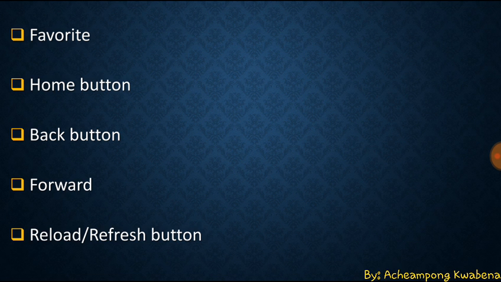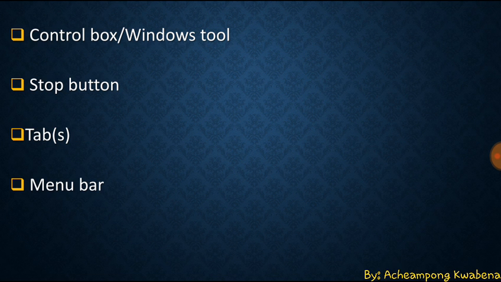Now let's look at the other ones too. We have the control box, or the Windows tool. I hope most of you are familiar with this command. It's also located on the title bar. It contains the minimize, the maximize, and the close button. The next one, we have the stop button. Then we have tab or tabs. The next one, we have the menu bar. Most of the browsers also have a menu bar.